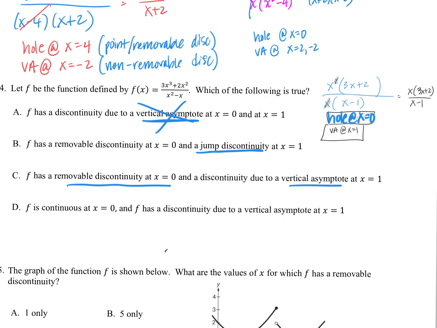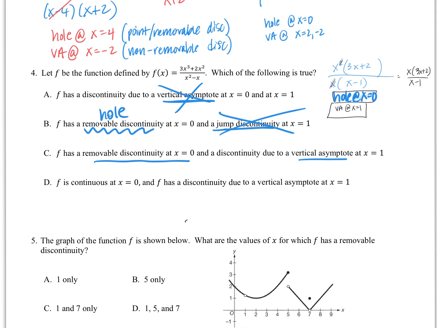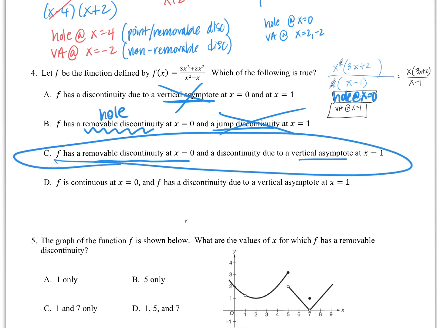So what makes it a removable discontinuity? Good call. Removable discontinuity is just a point. That's just a point or a hole. Let's write that there. I don't like this. We don't have a jump discontinuity. What do we got? C or D, Len? C. He says, don't waste my time. Let's just finish that up.